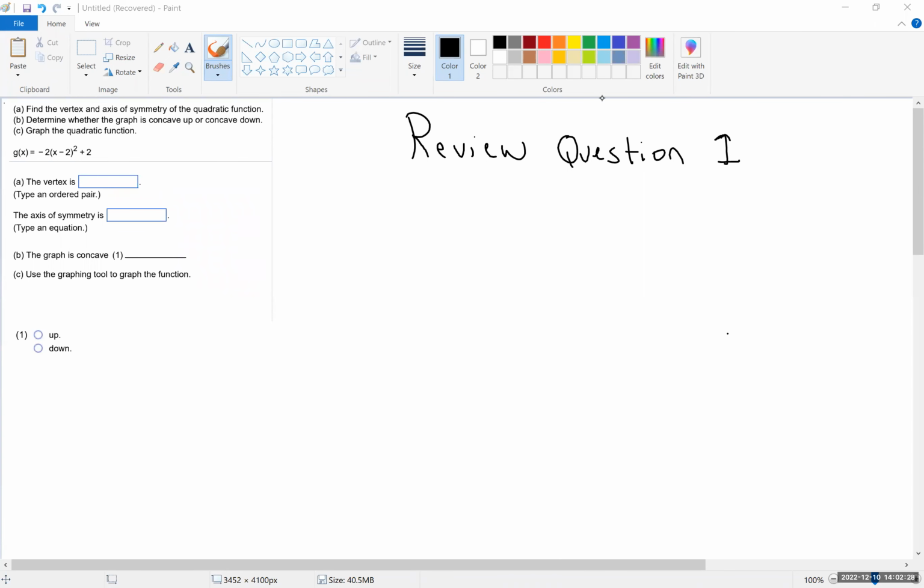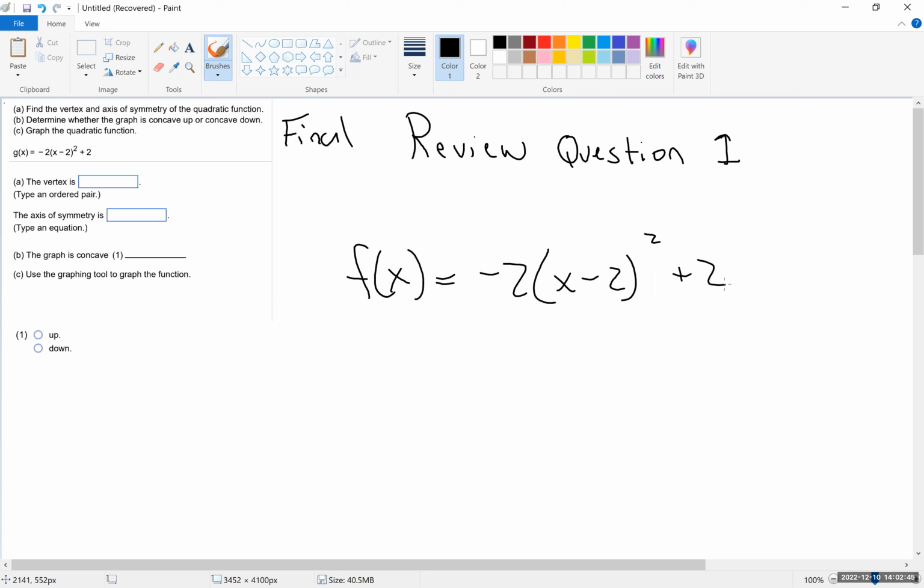And here, this is question 1 for the final exam review. This is for our final exam. We already took our midterm. And here it says we want to find the vertex and the axis of symmetry. Our function here, they call it g of x. I don't care. I'm calling it f of x equals -2 times (x minus 2) squared plus 2.